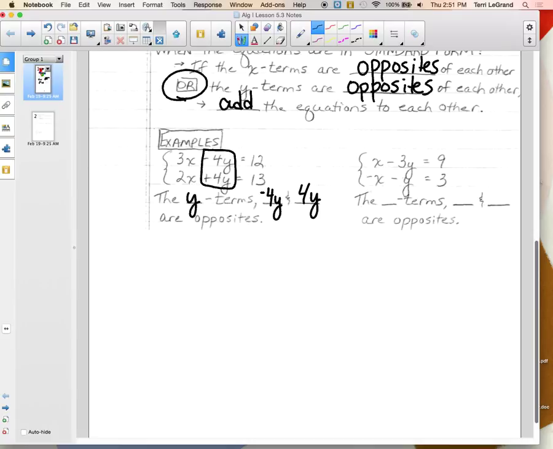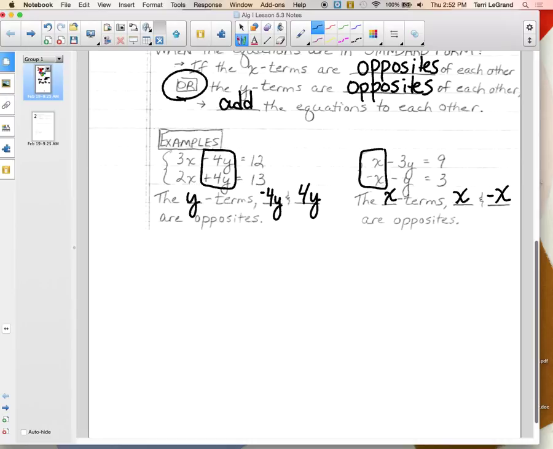How about the next system of equations? First question, are each of the equations in standard form? Yes. And do we have any opposite terms? Which ones? The x terms are opposite this time. Positive x and negative x are opposites. They cancel each other out if you add them together, right? Or they end up with 0.